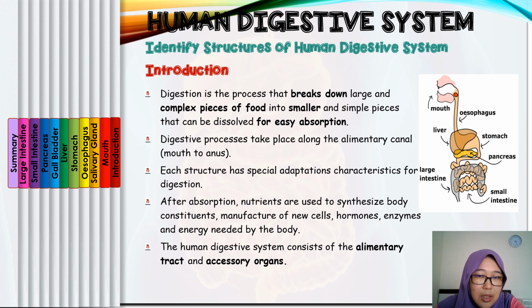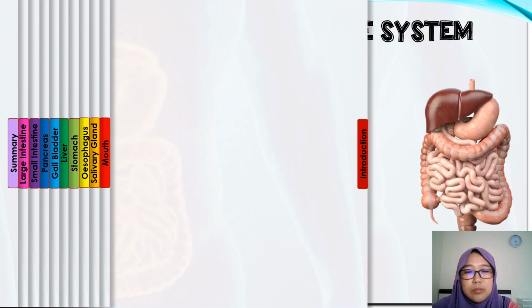After absorption, nutrients are used to synthesize body constituents and provide the raw materials for the manufacture of new cells, hormones, enzymes, and energy needed by the body. The human digestive system consists of the alimentary tract and accessory organs.